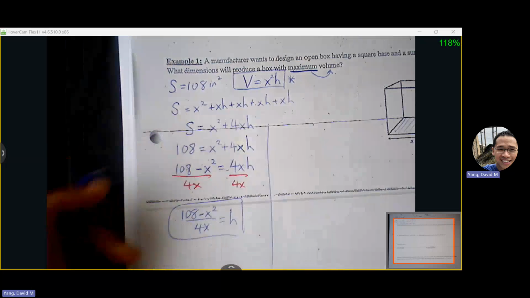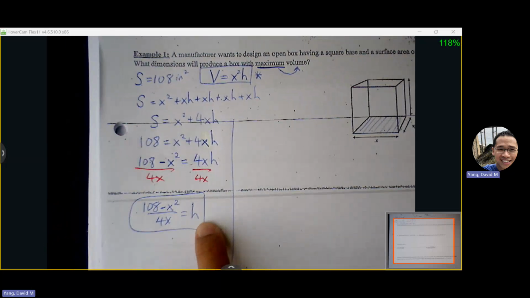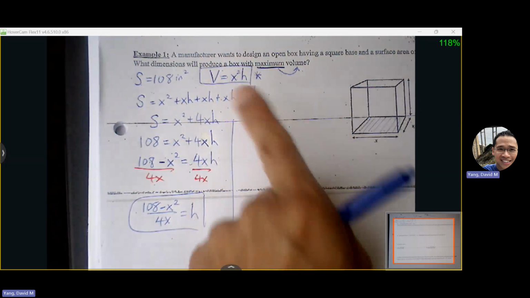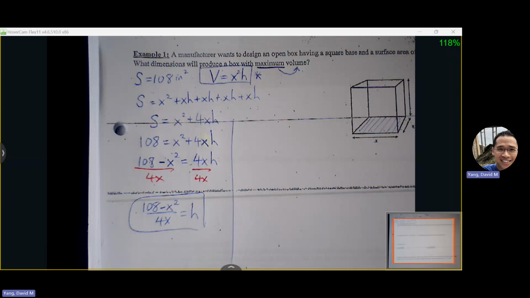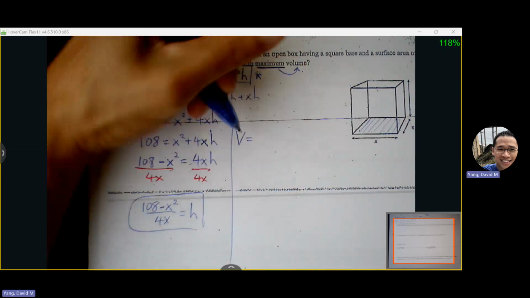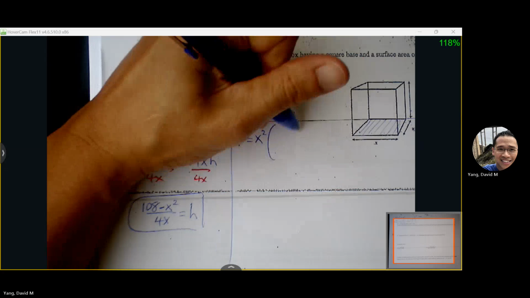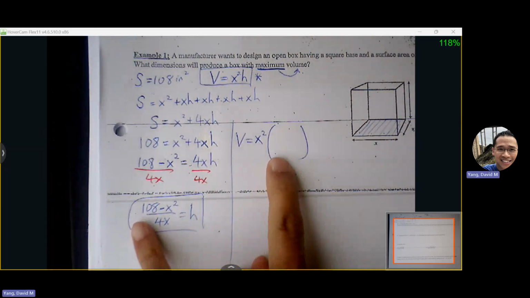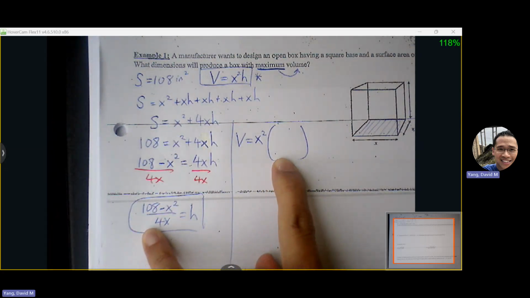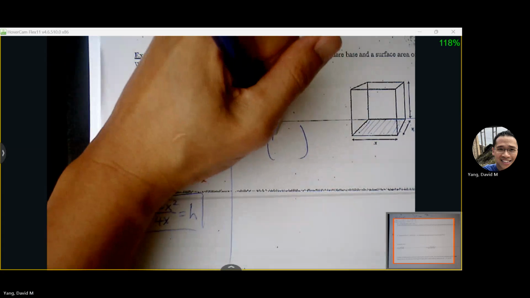Okay, so there's my h equation. This is my substitution into my volume equation. My ultimate goal is to get my volume equation down to one variable on the right side. Then I can clean it up, go through power rule, find the derivative, set equal to 0, and whatever critical point I can find is going to be where my solution is going to be circling around. Okay, so my h is just 108 minus x squared over 4x.